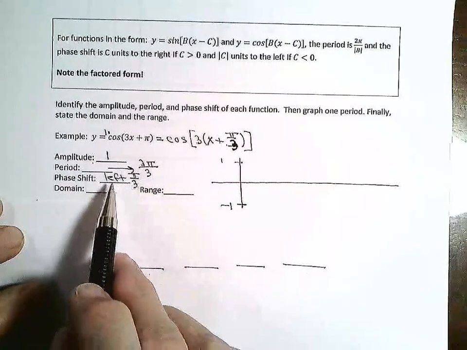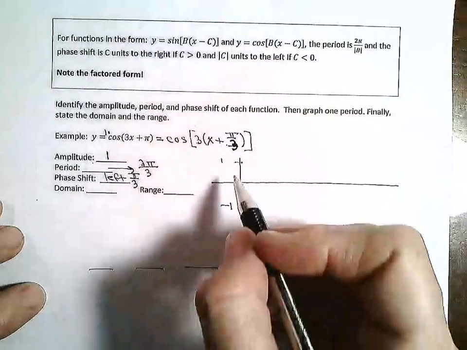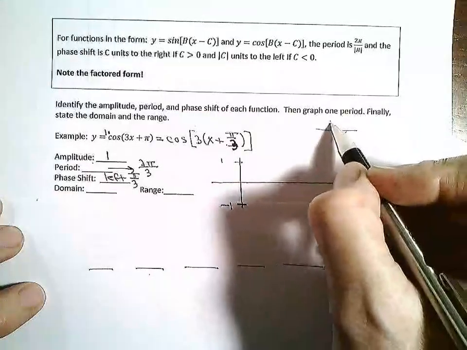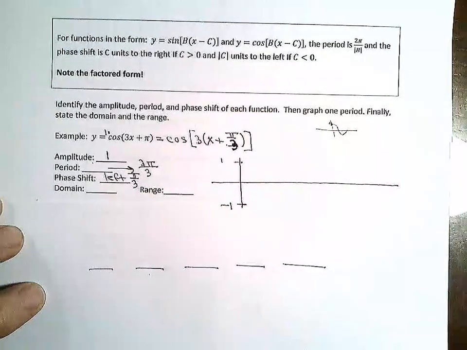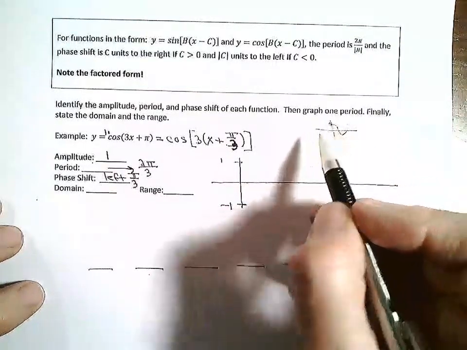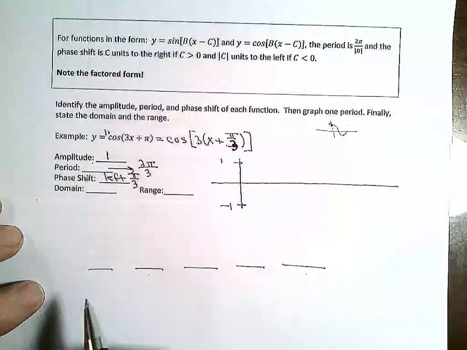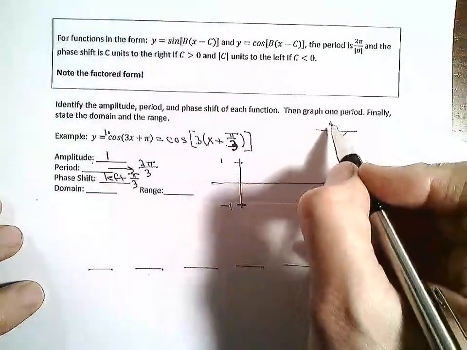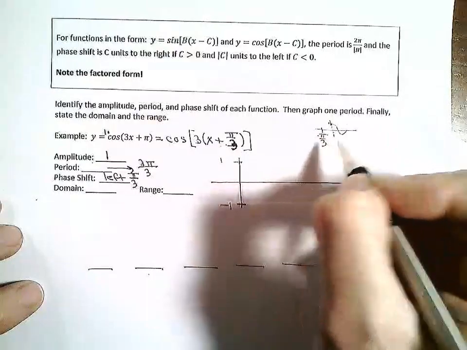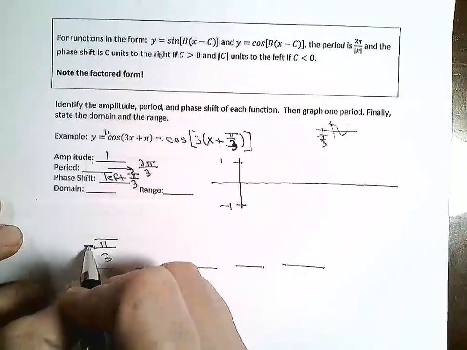All right, so this says that we're going to go left pi over 3. If we think about the point on the cosine graph that's usually here on the y-axis, that reference point is going to shift left pi over 3. So that means our starting value, instead of being here at 0 for x, is going to be at negative pi over 3. So that's going to be our starting value: negative pi over 3.